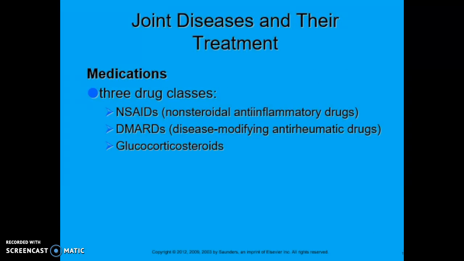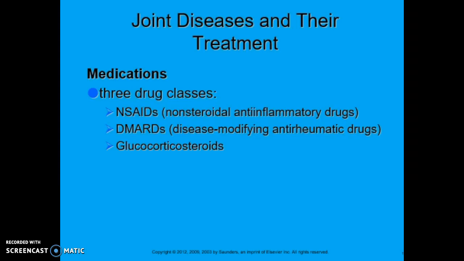Medications. So what are the three goals of treatment for arthritis therapy? When we're doing treatment, we're thinking about we need to reduce pain, reduce inflammation and stiffness, prevent deformity. So we want to prevent the deformity. We want to maintain that joint function. The three drug classes are the NSAIDs, the DMARDs, and the glucocorticosteroids.